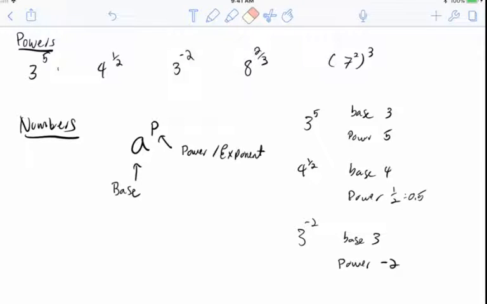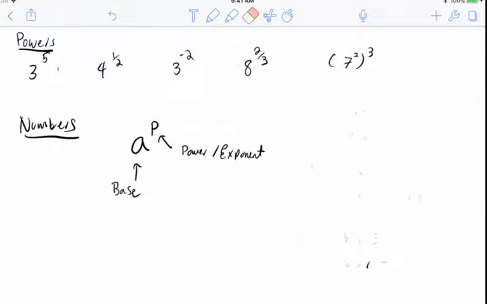The thing about these is that the base and the power can be kind of any numbers, but I say kind of with an asterisk on it. This power here can clearly be any type of number.